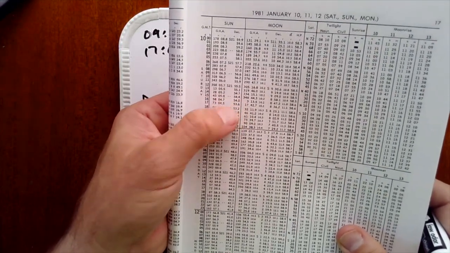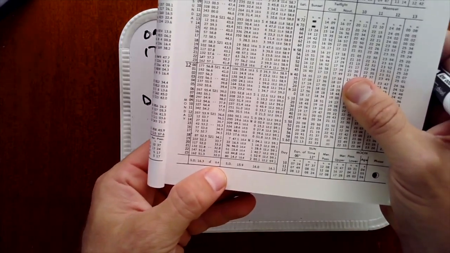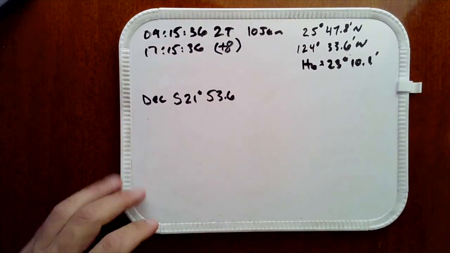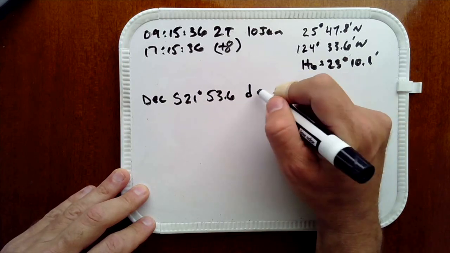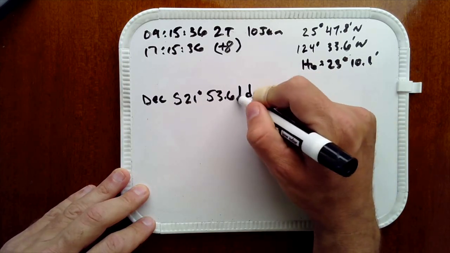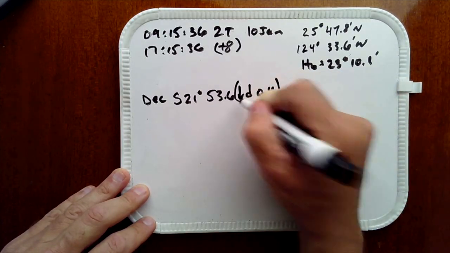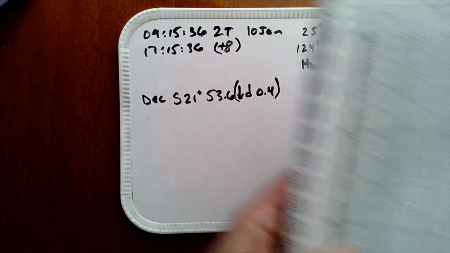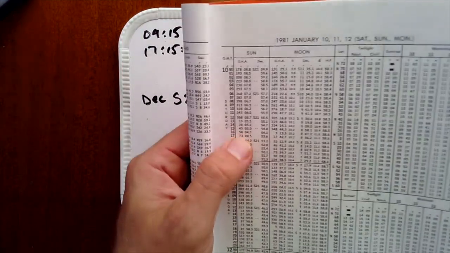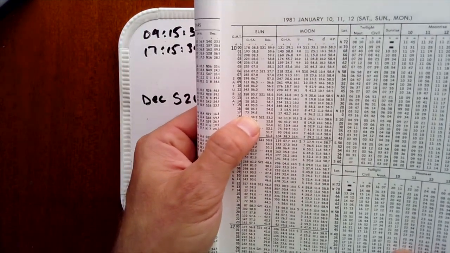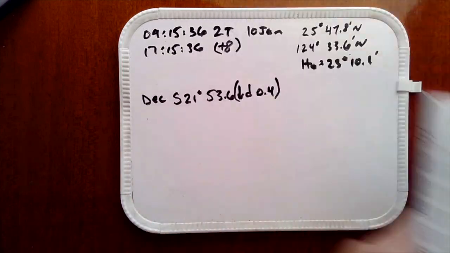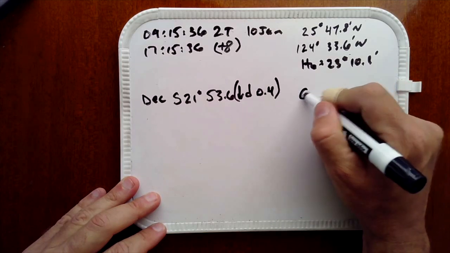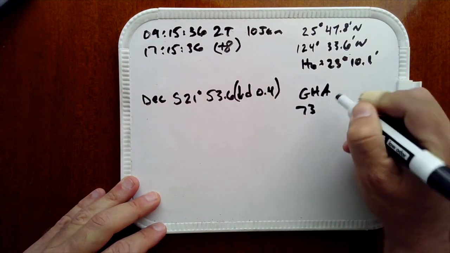We also note that it's decreasing and that the D number is 0.4. So that's all good information to note now. While we're here, let's just look at the GHA as well. So for GHA, that's 7304.5.